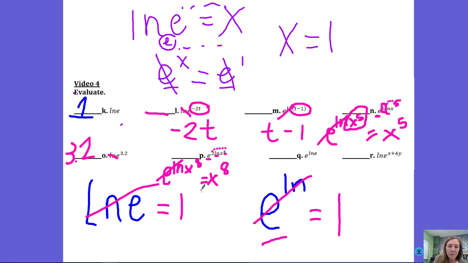If we were to type this into Formative, you would use the caret button. It would look like x caret 8. That's on your cell phone in the keyboard.